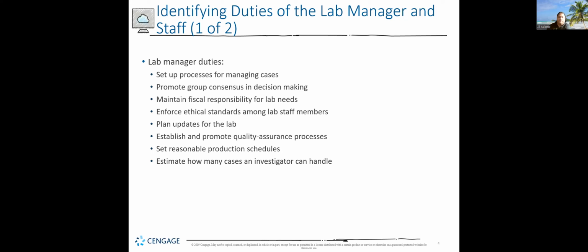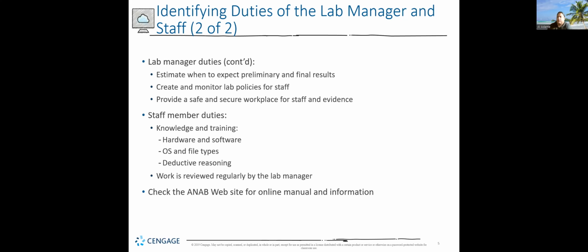People have lives. Estimate how many cases an investigator can handle. Some people can't handle more than 5 cases at a time. It's a lot to look through and sift through. Keep that in mind too, guys, if you become a manager. The duties continue for a manager: estimate when to expect preliminary and final results. A week, 2 weeks, a month. It just depends on the size of the data.